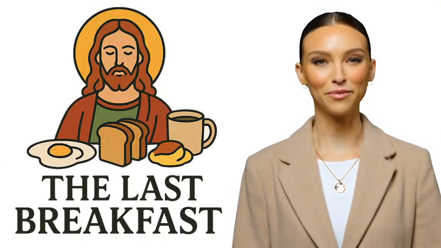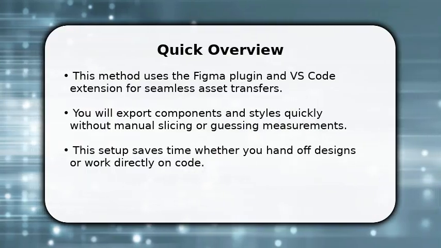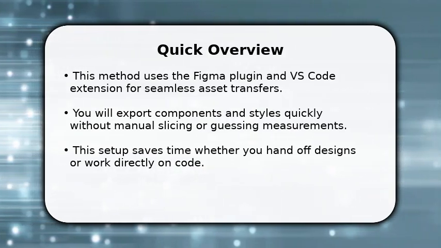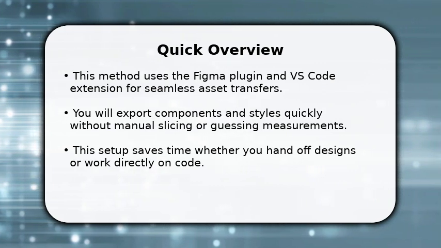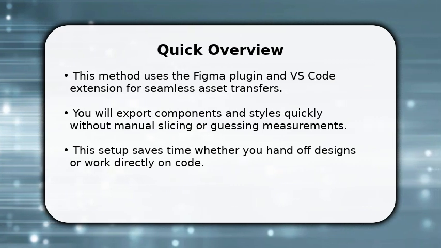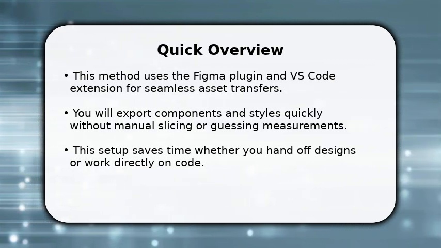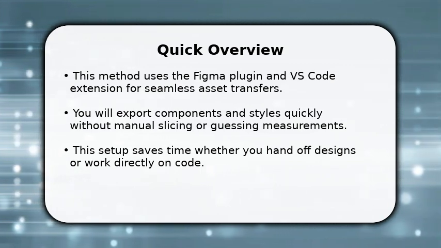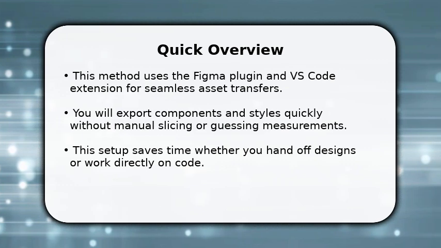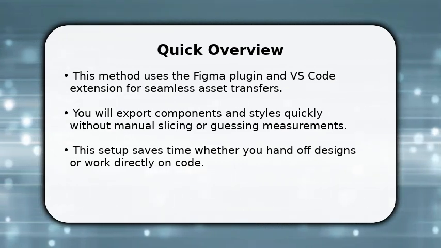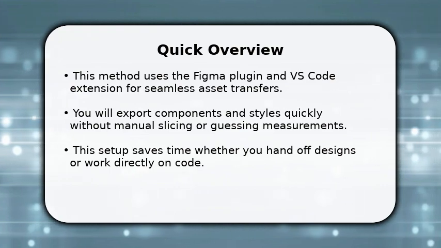Please enjoy the video. In this video, I will show how to connect Figma to VS Code, an easy method. Start by installing the Figma to Code plugin and the VS Code Figma extension and signing into both accounts. Open your Figma file, select the frames or components you need, and use the plugin to generate code snippets or export assets. In VS Code, paste or import the generated files, adjust paths, and preview live. I'll walk you through common hiccups and quick fixes.